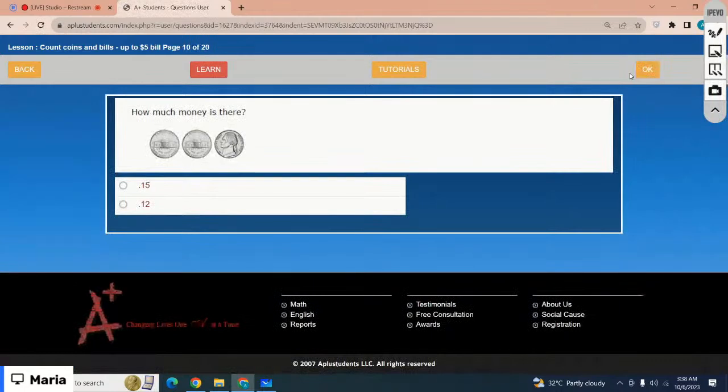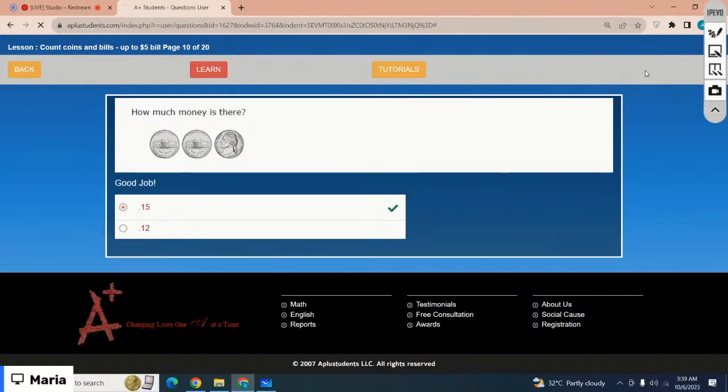Okay, the next one is how much money is there? So, which is the correct option? You have three nickels, right? All of them are nickels. So, the correct option is 0.15, because they all are nickels. And you can count the nickels by fives.